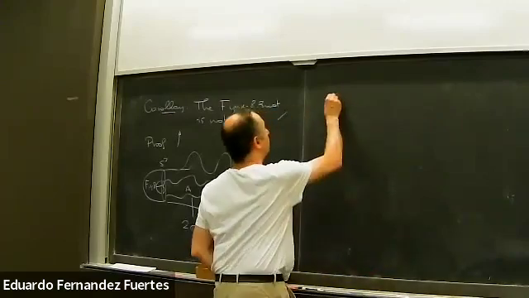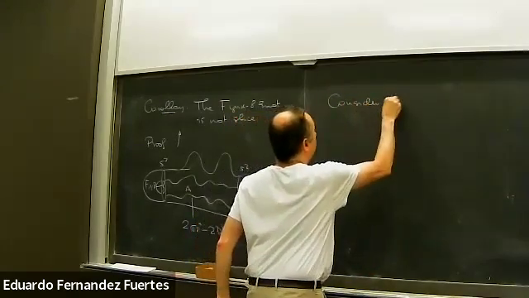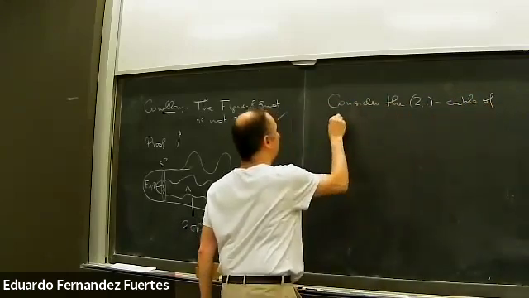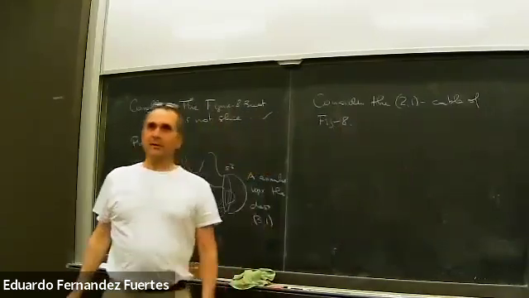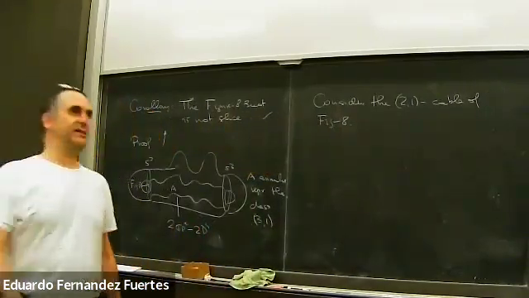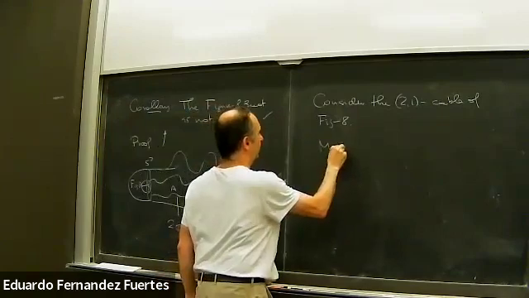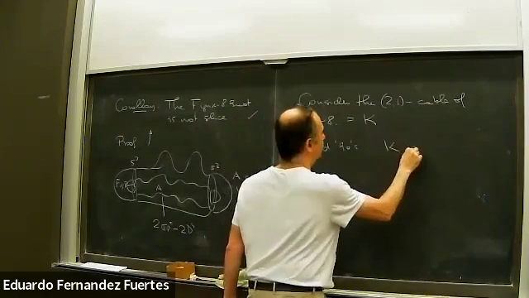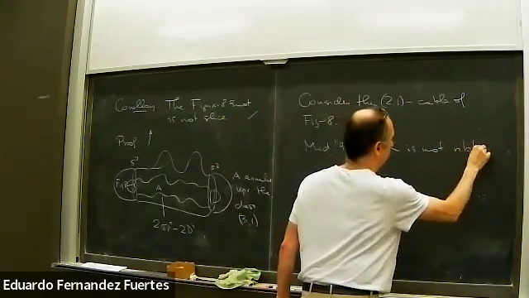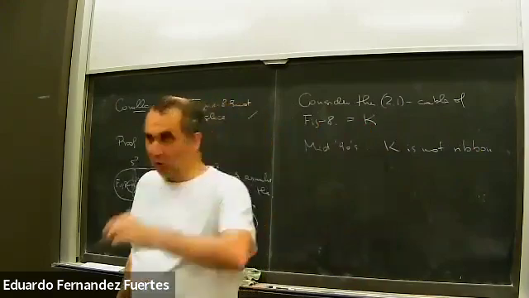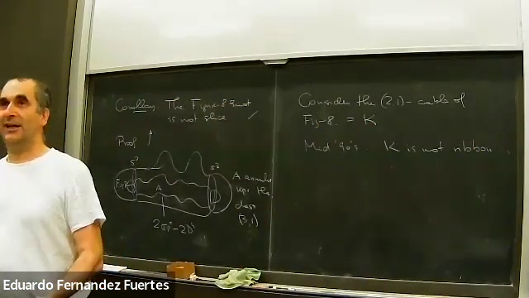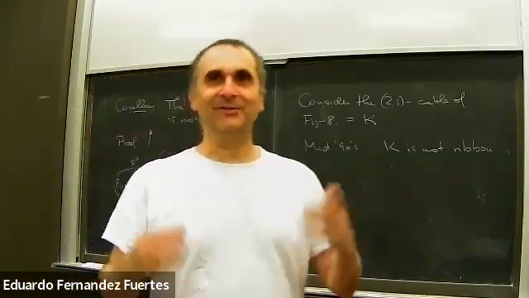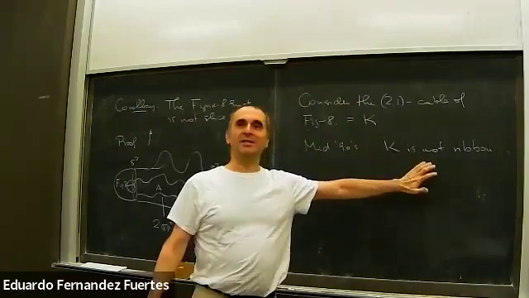So consider now the 2-1 cable of the figure 8. Why is this an interesting knot? So it has been shown in the mid-90s, so let's put it K, K is not ribbon. So people only hope that it will be a slice knot, and that would put an end to this, I would say, centuries-long conundrum. Well, starting from the 60s, whether all slice knots are ribbon.